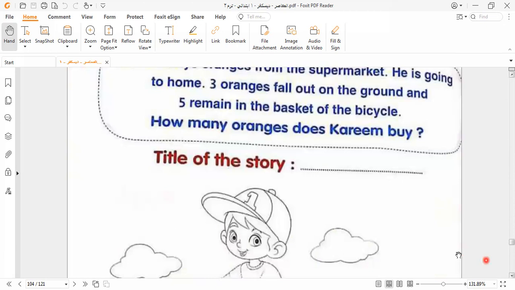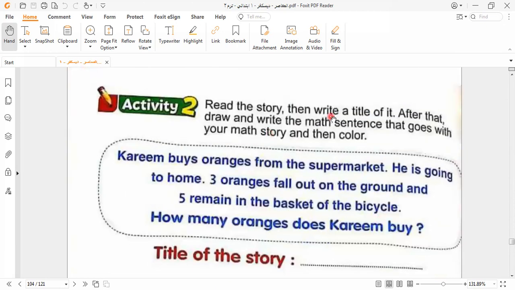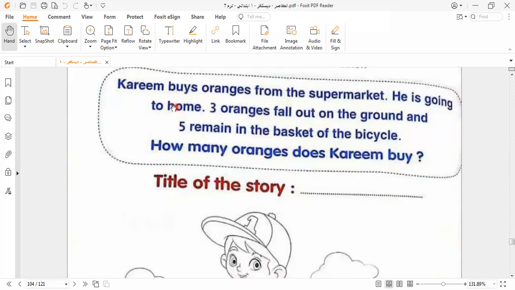Let's go to another item here in the chapter. Read the story, then write a title for it. After that, draw, write a sentence that goes with your math story, and then color. Here is Karim. Karim buys oranges from the supermarket. He's going home. Three fall. So if we see fall, if we see takes, if we see that something falls from something or something takes from something, it will be the problem. It will be minus. And we have five minus three.